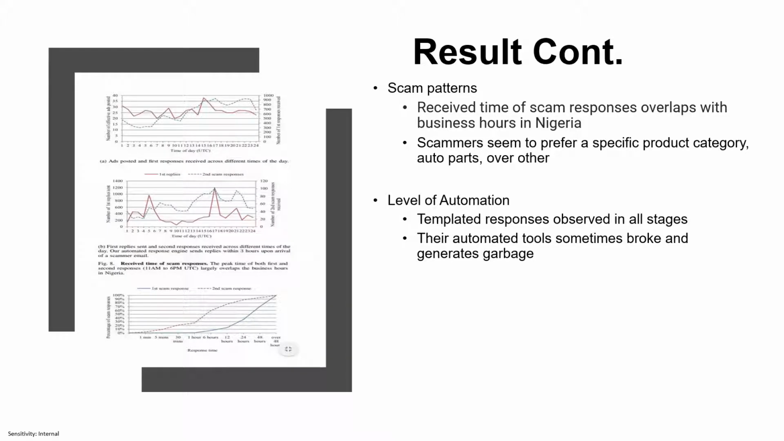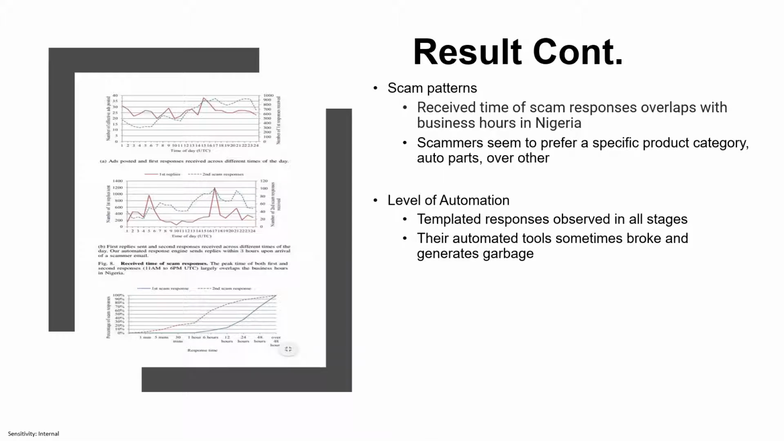Some more results from the research. Aligned with the overall goal of the study to understand how these scammers operate, the researchers observed some of their patterns. They looked at the distribution of scams received during various times of the day, response delay of the scammers, and other factors that affect the scammer's response rate. First, they observed that the peak time of both first and second responses, which was between 11 a.m. and 6 p.m. UTC, largely overlaps the business hours in Nigeria.